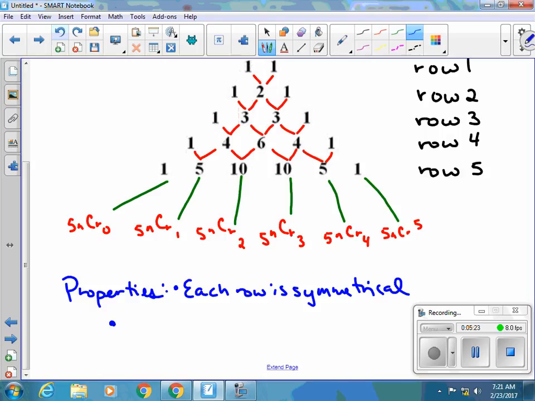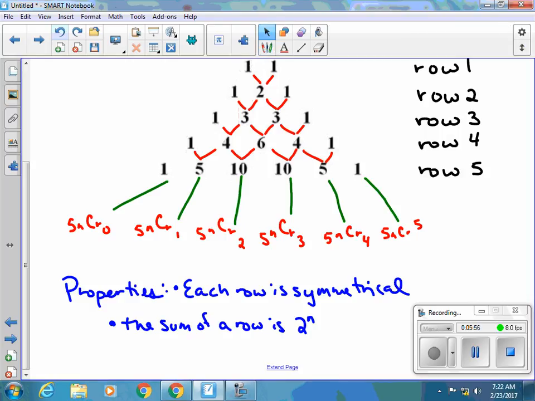So if I wanted to add up all of row 4, it's actually 2 to the nth. So the sum of a row is 2 to the nth power. That's pretty cool when you think about it, that 1 plus 4 plus 6 plus 4 plus 1 is going to give me 2 to the 4th power. And if I add up 1 plus 5 plus 10 plus 10 plus 5 plus 1, that's going to give me 2 to the 5th power. That's pretty cool when you think about it.